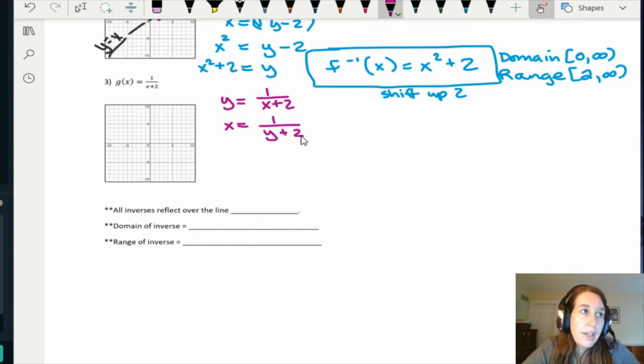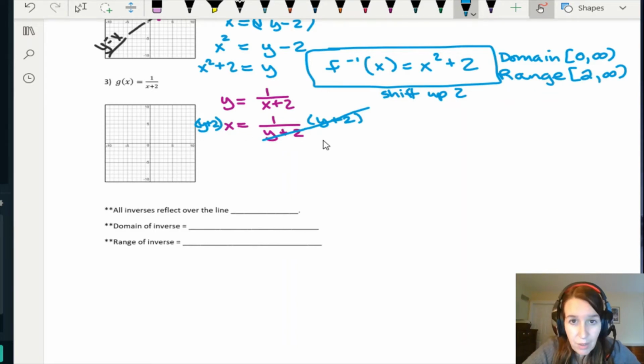So this y is in the denominator. So the strategy you're going to use is to multiply both sides by that denominator, because that will take care of that y plus 2 in the denominator, right? Because y plus 2 over y plus 2 is 1. And this side, we also just have to multiply by the y plus 2 so that we're doing the same thing to both sides. So this is x times y plus 2. And this side is actually 1 because the numerator was 1. So it's 1 times 1.